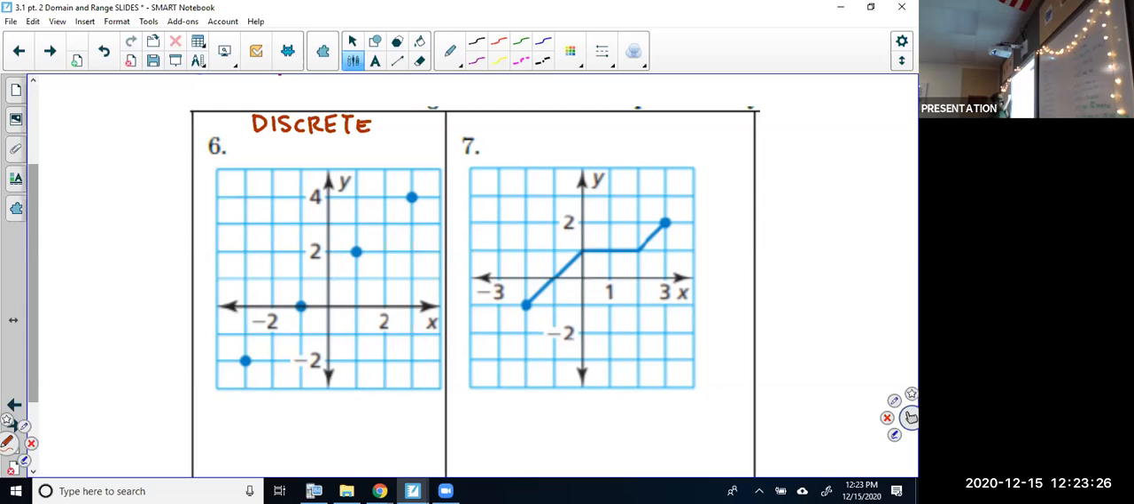So the way that we're going to show that, my domain, I'll write a D for domain. Domain is left to right. So for the domain, we look left to right. And when I just have dots, I'm going to use these squirrely brackets.